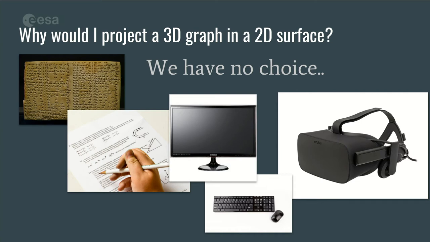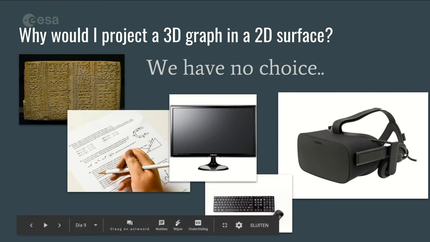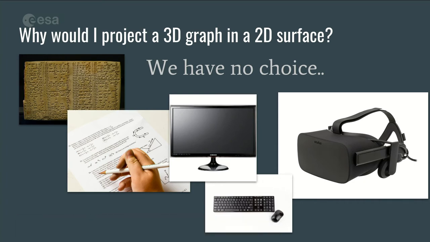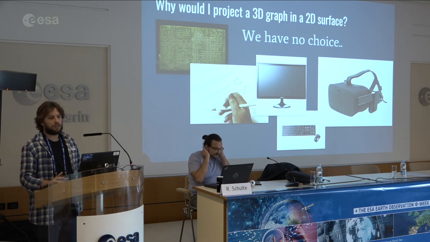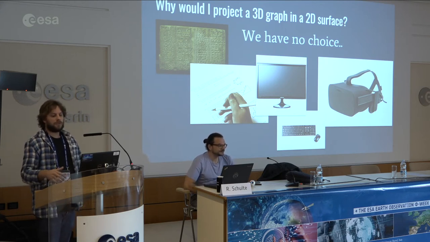So these sort of problems are derived from the fact that we have to project 3D spaces onto 2D surfaces. Why, the question might arise, would I want to project a 3D space onto a 2D surface? The answer is simple. We don't have another choice. If you look at the interfaces humanity has created to communicate stuff, you see that most of them are two-dimensional. Just, for example, take a look at computer monitors, where we do most of our visualizations. It's a two-dimensional surface. The paper is, of course, two-dimensional.